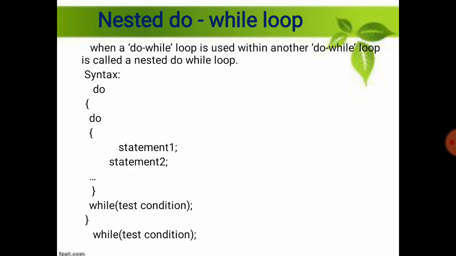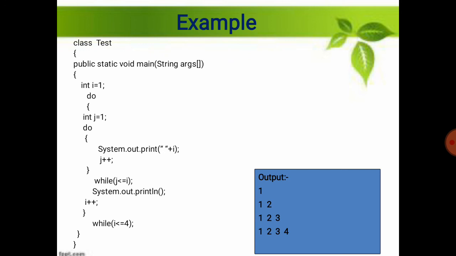Now the next loop is nested do while loop. The same way, when a do while loop is used within another do while loop, it is called a nested do while loop. I have taken the same example with the do while loop. Within the do while loop, I have written do while again, but do while is an exit control loop, so we check the condition at last.